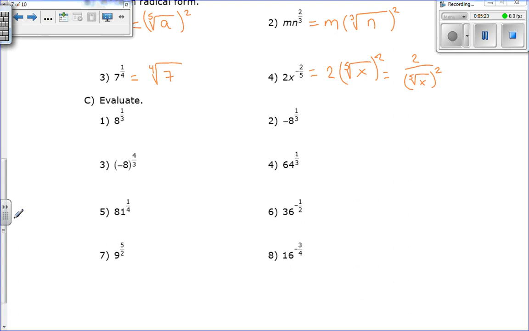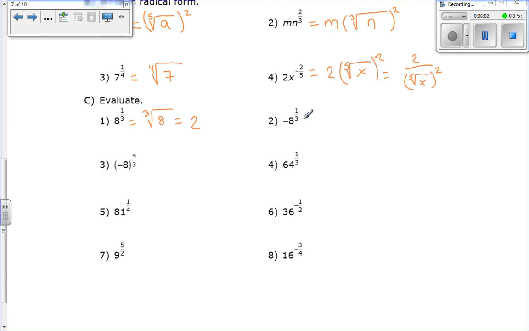Well, that was just rewriting. Now we actually have to evaluate our problem. So 8 to the 1/3 power is like saying the cube root of 8 raised to the 1st power. We don't have to show that. The cube root of 8, we have to ask ourselves, is what times itself 3 times gives us 8. And the only number times itself 3 times that gives us 8 is 2, because 2 times 2 is 4, times 2 is 8.